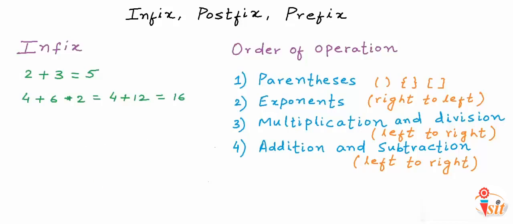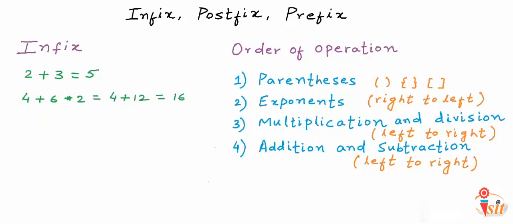In this second expression, 4 plus 6 into 2 that I have written here, if we apply operator precedence, then multiplication should be performed first. If we want to perform the addition first, then we need to write this 4 plus 6 within parentheses. And now addition will be performed first, because precedence of parentheses is greater.